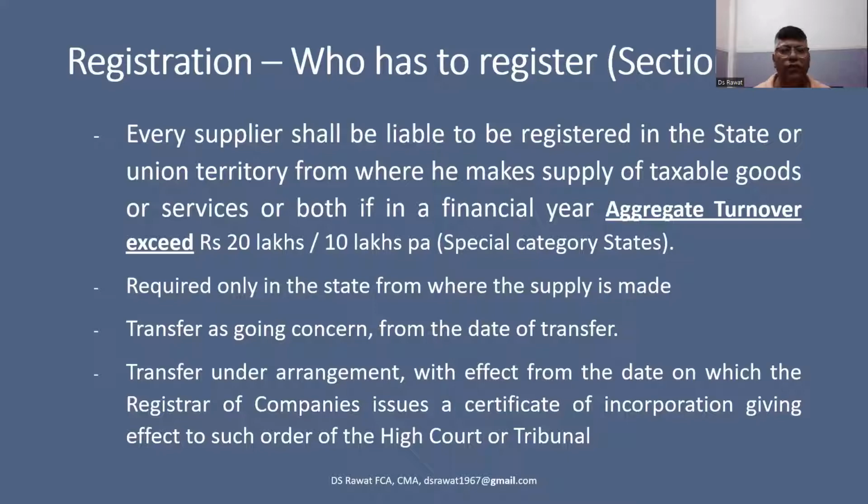So first, we will come to section 22, which says who has to register. It is linked with the aggregate turnover. Aggregate turnover is 20 lakhs in case of normal states and 10 lakhs in the case of special category states. We will come to the subsequent slide, where with effect from 1st January 2020, the limit of 20 lakhs has been made 40 lakhs in case of goods, and 20 lakhs is still there in case of services. So we will touch upon this on the second slide.